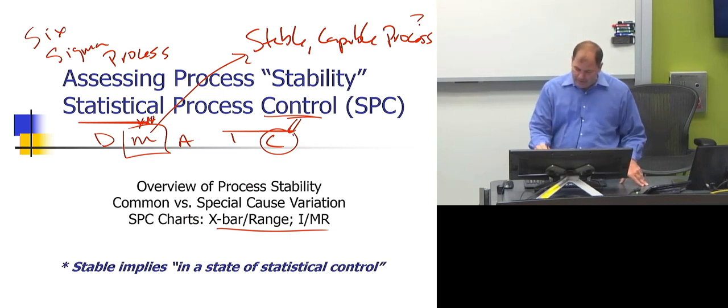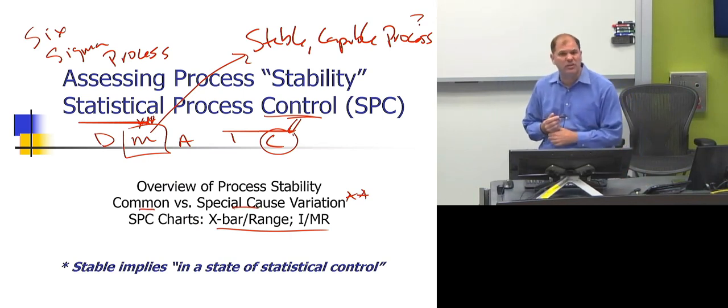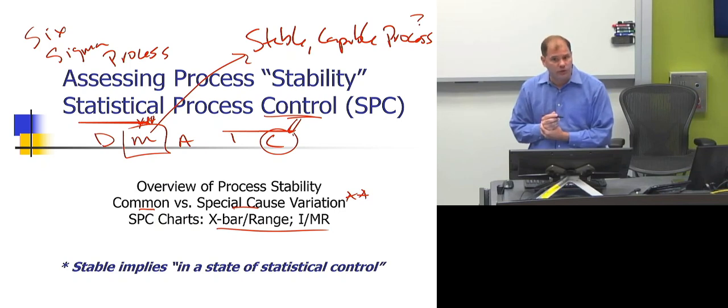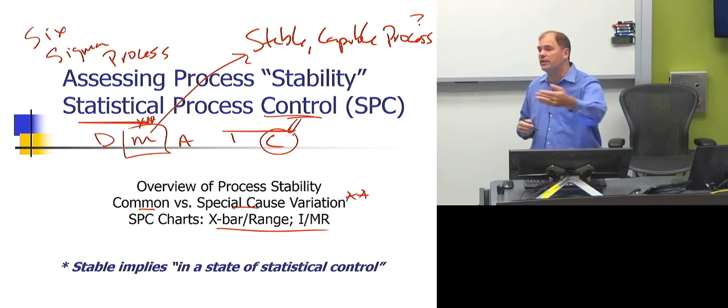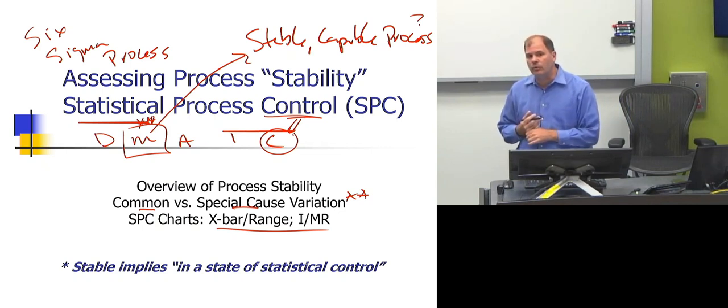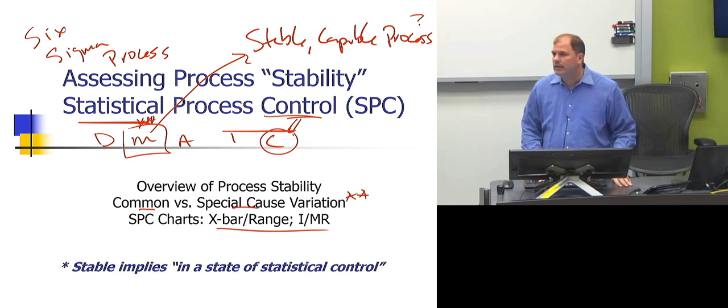Another big topic is the concept of the difference between common and special causes. We mentioned this a little bit earlier when we looked at run charts. We talked about sporadic issues being special causes or mean shifts. This is where we come up with our tool to help us do that. Questions before we get started?